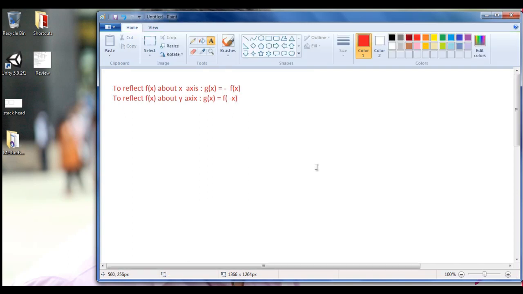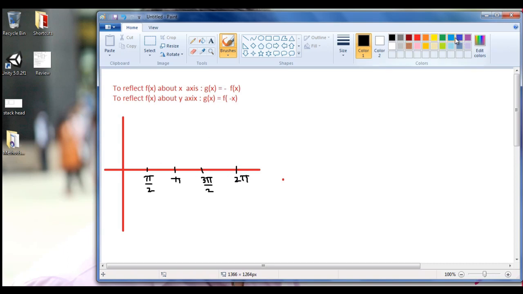Let us take an example for that. We have seen the graph. We have here pi by 2, here we have pi, here we have 3 pi by 2, and here we have 2 pi. And we know the graph is going to look, here it is 1, here it is -1, and the sine function graph will look something like this, right? Like this, right guys?